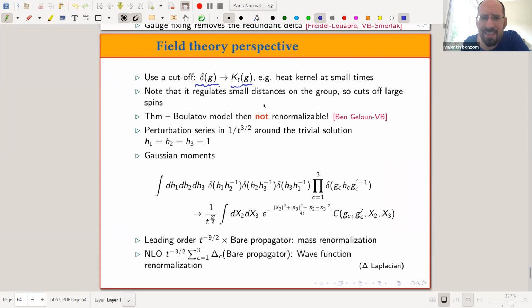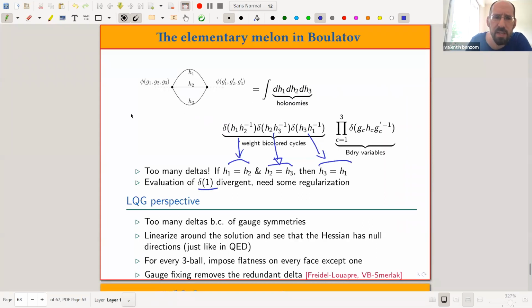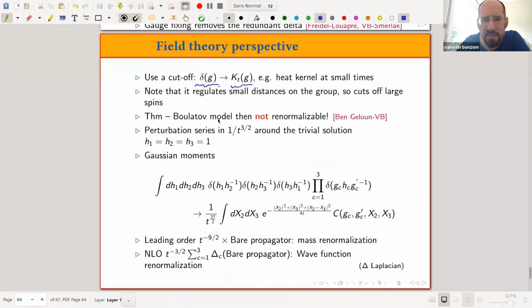So it regulates small distances on the group, which, remember, in loop quantum gravity corresponds to a cutoff at large spins. So from the point of view of the geometry, it's the large scale geometry that you regulate with the cutoff. And there is a theorem that we proved with Joseph Benjeloun, that the Boulatov model is not renormalizable. It just comes from applying this regularization to the elementary melon. And what you find is that at leading order, you find the bare propagator times some divergence factor. So it's a mass renormalization.